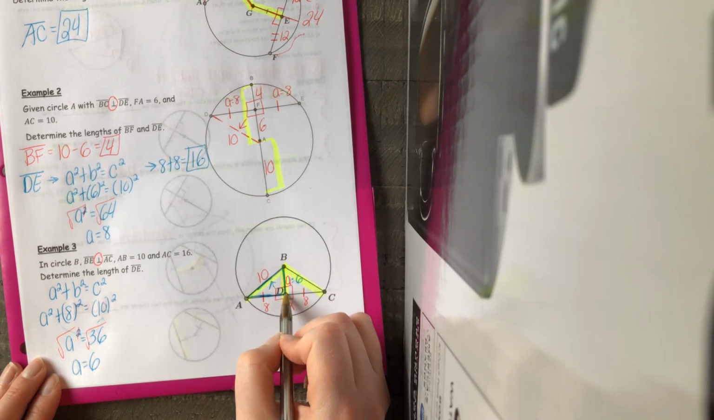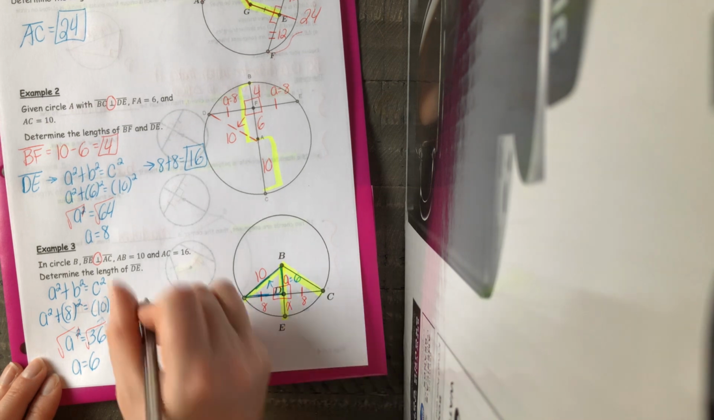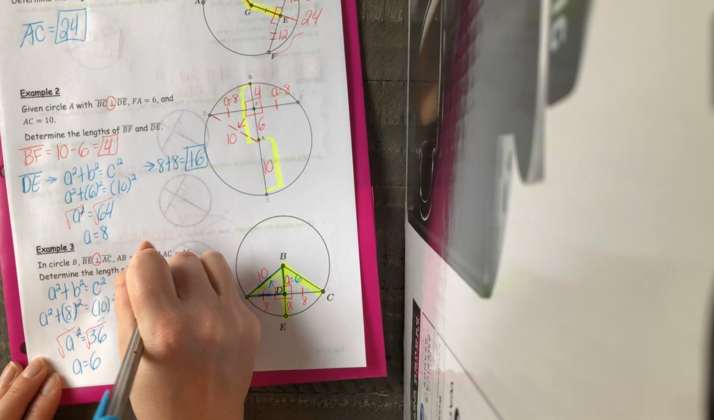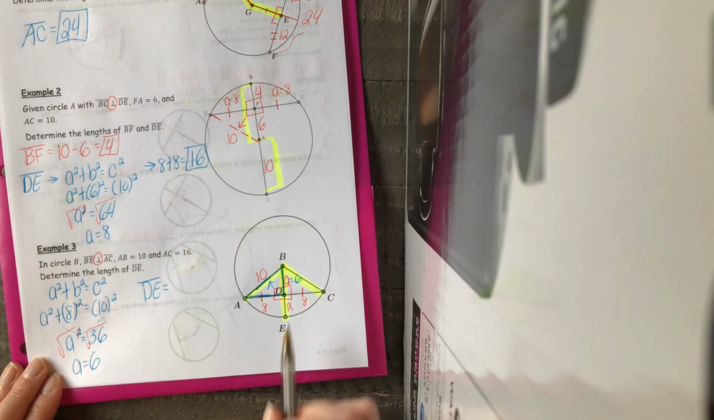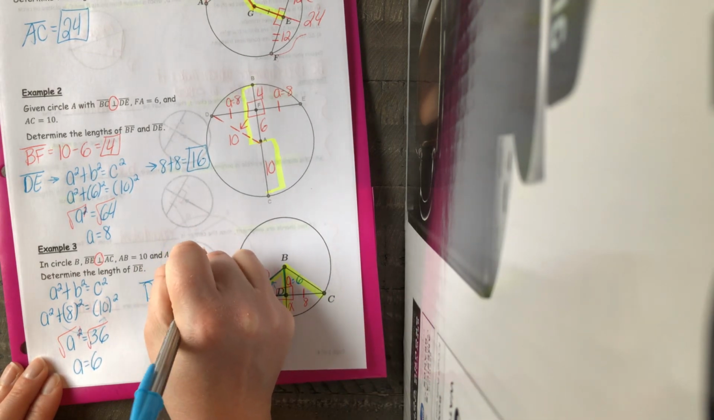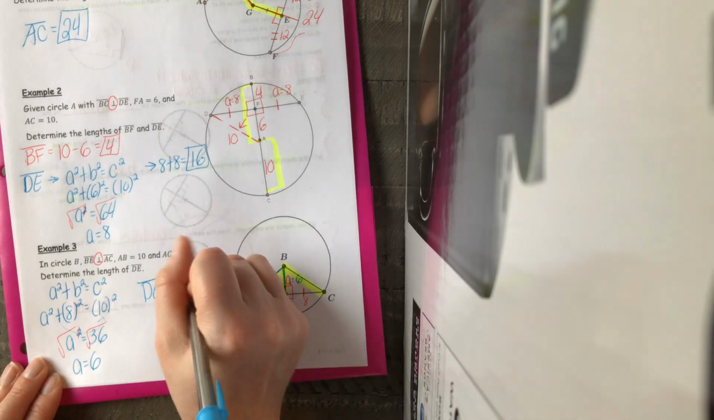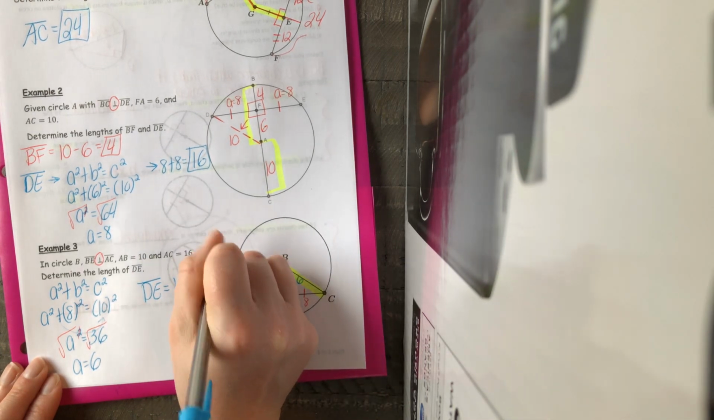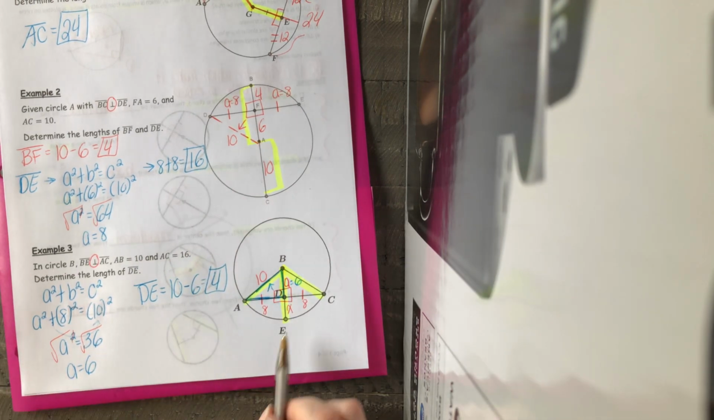All right, I want to know the length of DE. So in order for me to get the length of DE, I'm going to take 10, which is the whole segment, subtract away 6, because that's what I don't want, so I'm left with 4, and 4 is what I do want. So I know x was 4. Okay, moving on to the next page.